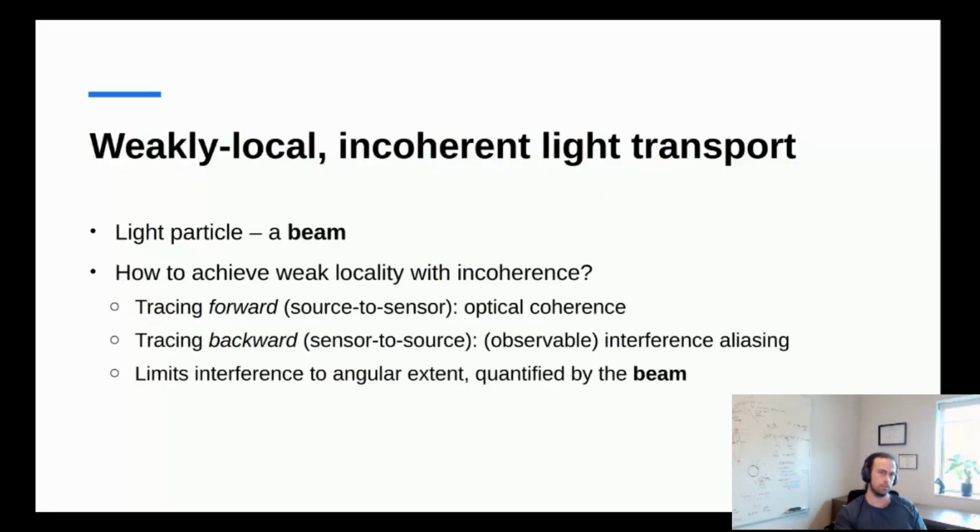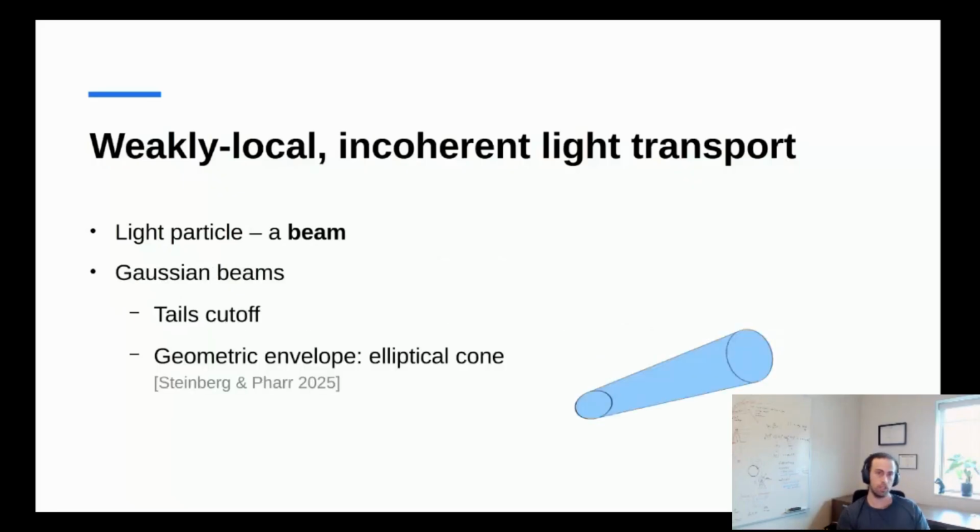But ultimately, some physics is going to be employed in order to decompose light into mutually incoherent, in terms of observable effects, weakly local light particles. These particles are beams, which quantifies the weak locality of light samples, which is the extent over which interference effects may be observed. All right, so in a bidirectional unified framework, today we use Gaussian electromagnetic beams as a light particle.